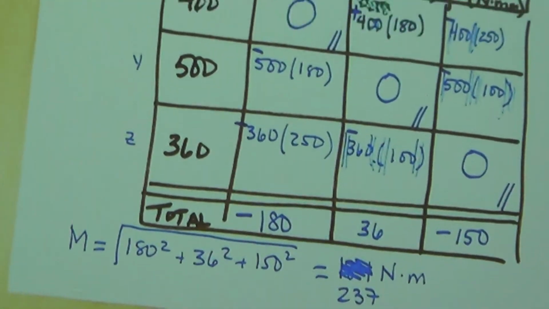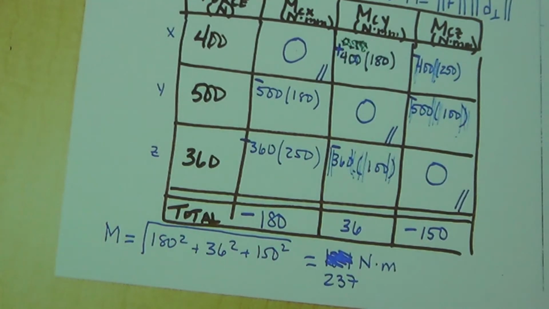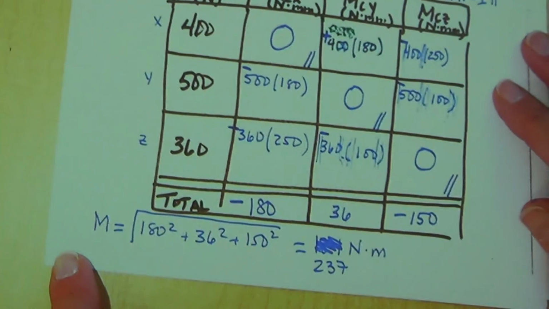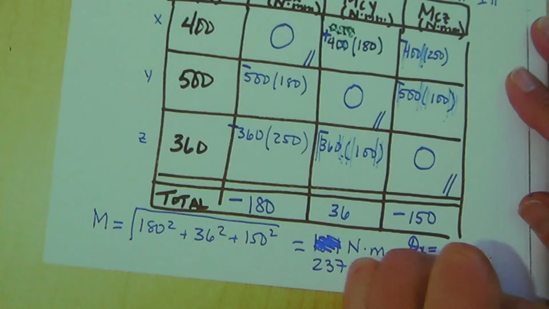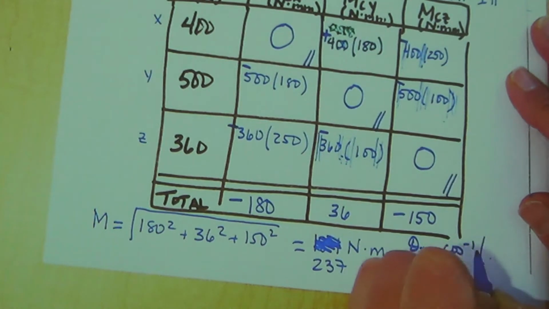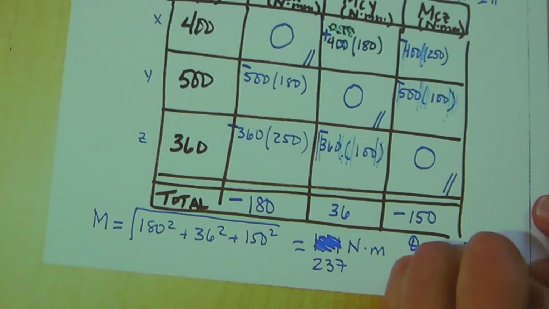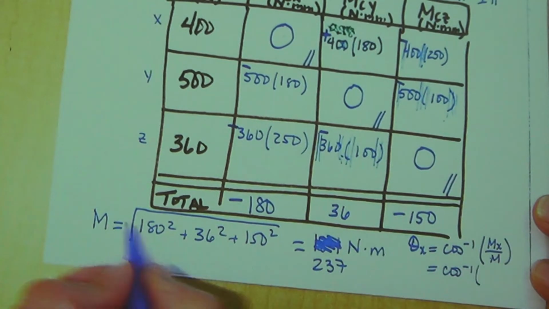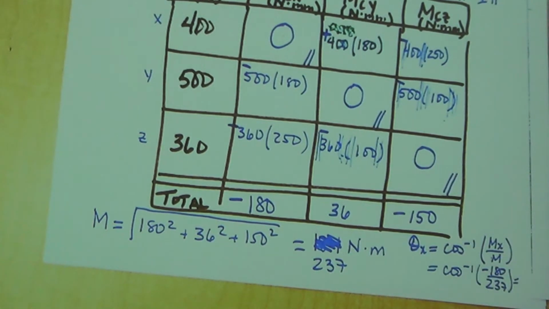So, one way to represent a vector is vector form, and yes, we use that in moments. The other way to represent a vector is unit vector, but do we use unit vectors for moments? No. Third way is magnitude and direction angle. So, theta x is equal to the inverse cosine of, we knew it before as force x over force, right? It's moment x over moment. So the inverse cosine of negative 180, remember you have to put in the negatives, divided by 237, and the value comes out to be?